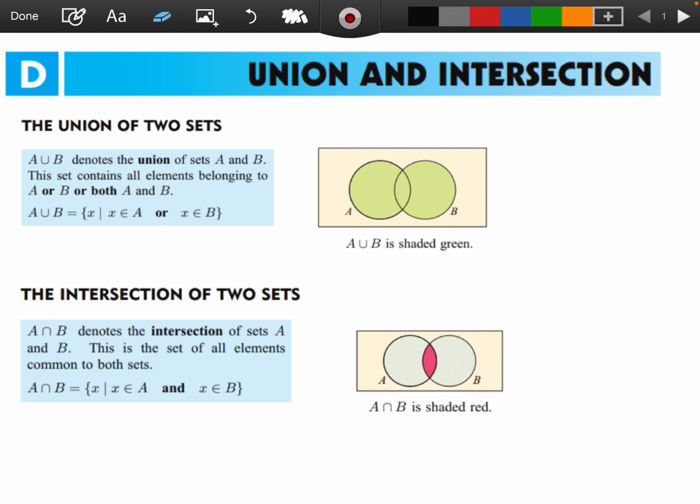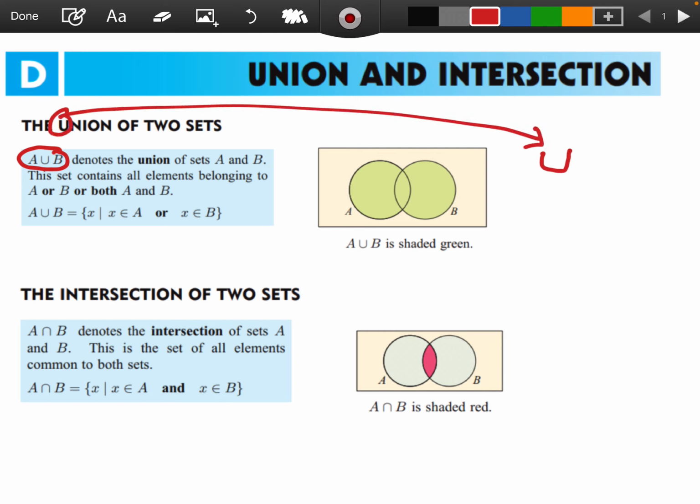When you're talking about union, the symbol for union is almost like a flattened out U. That one's kind of easy for me to remember. I think about the U in union, and then the symbol looks a bit like a U. What union means is all elements belonging to A or B or both.